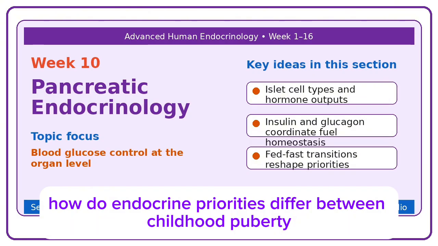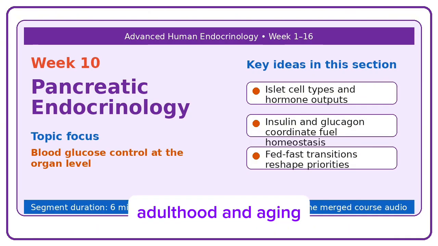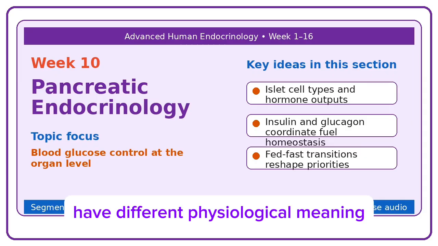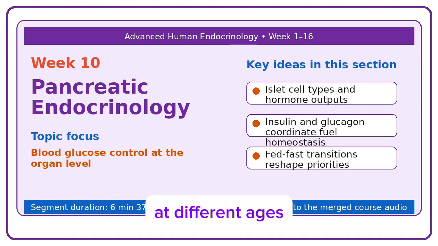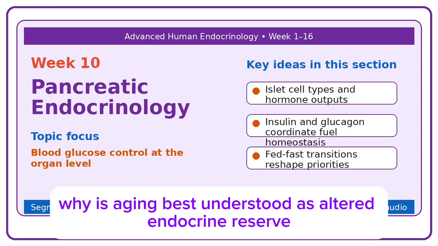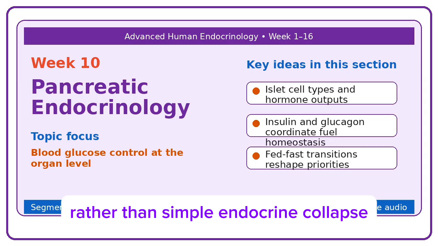How do endocrine priorities differ between childhood, puberty, adulthood, and aging? Why can the same hormone concentration have different physiological meaning at different ages? How does puberty function as a major endocrine transition? Why is aging best understood as altered endocrine reserve rather than simple endocrine collapse?